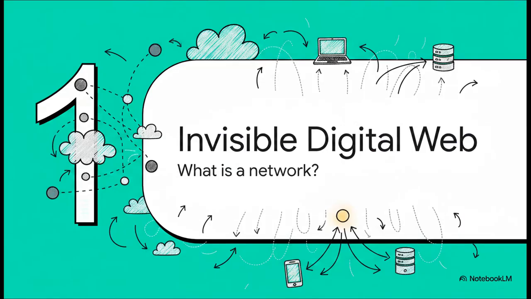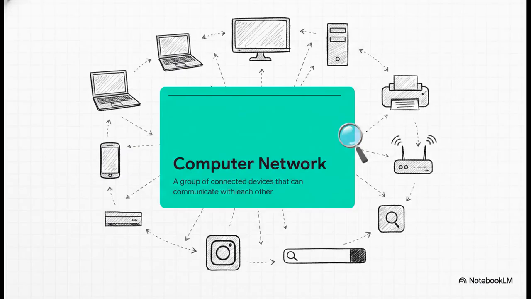Part 1, the invisible digital web. So, what exactly is a network? At its core, a computer network is simply a group of connected devices that can communicate with each other. Now, it's not just those bulky desktop computers we used to have. It's your laptop, your mobile phone, servers, routers, even your smart TV. When your phone connects to Wi-Fi, boom, it becomes part of a network. When you open Instagram or do a Google search, you are using computer networking. The whole shebang is really just about devices talking to one another.